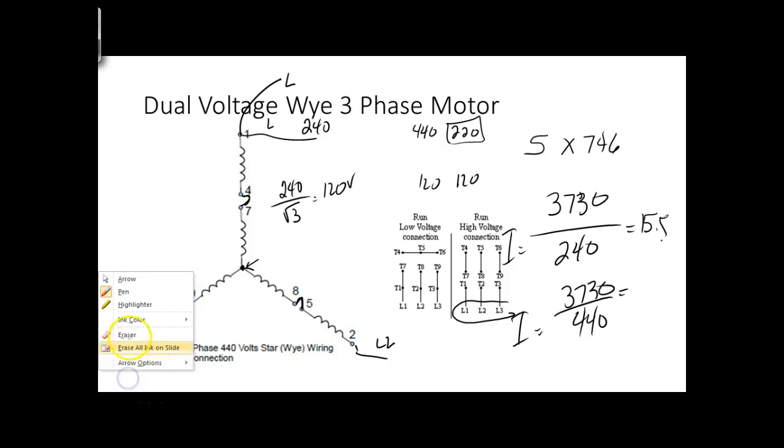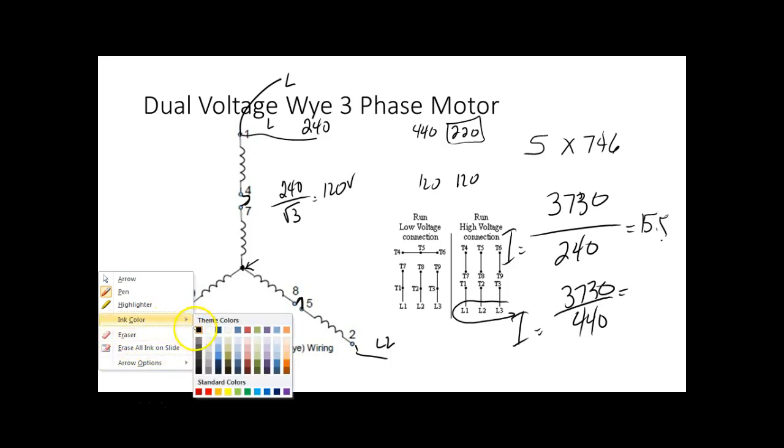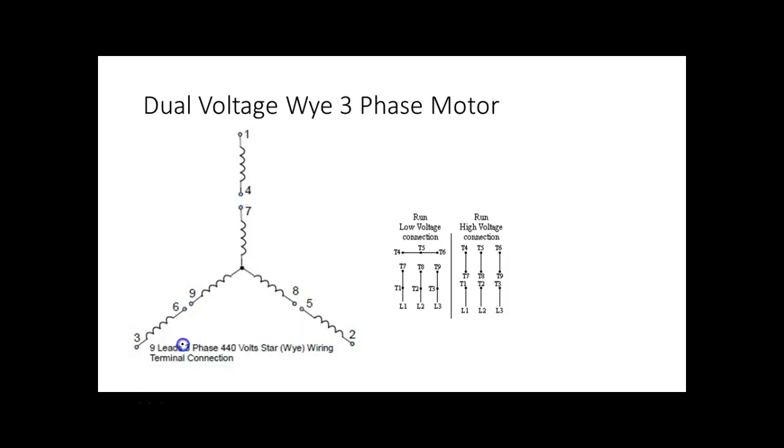Now to wire it for low voltage, we've got one Y already here. So what I've got to do is create a Y right up here. So I would take these 3 and connect them together. You understand? And then I would take this one and connect it there, this one there, and this one there. So let's see if that's right. For low voltage, I should have 4, 5, and 6 connected together.